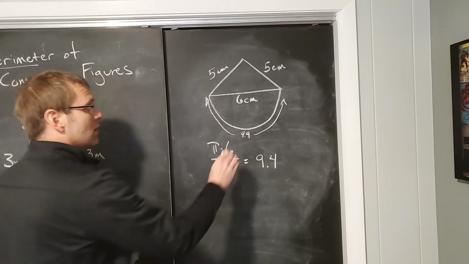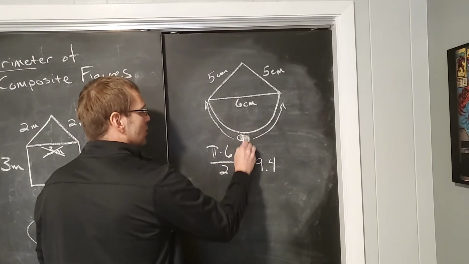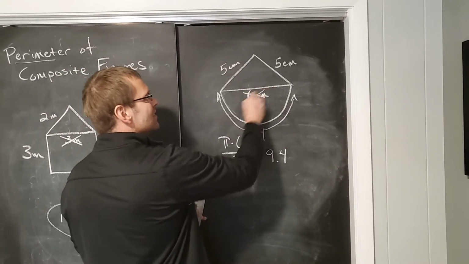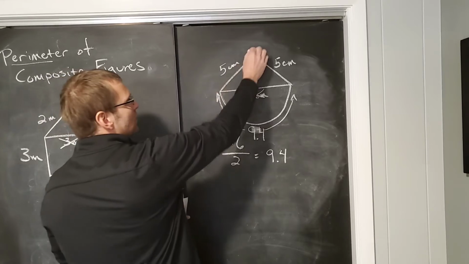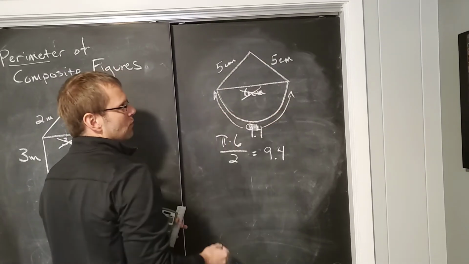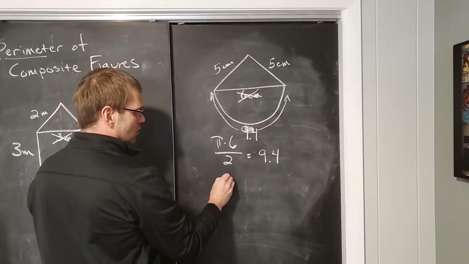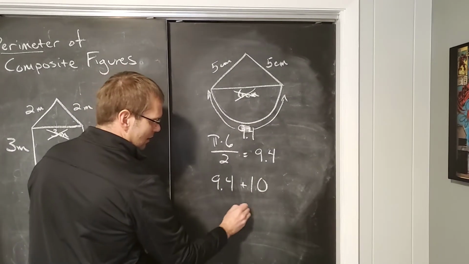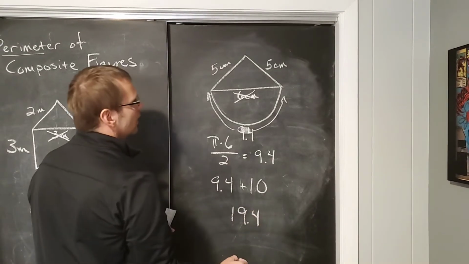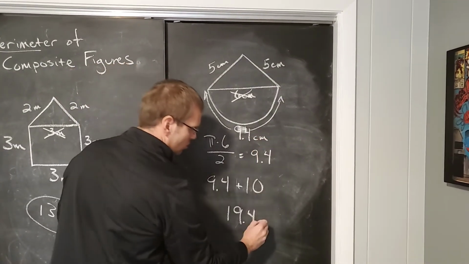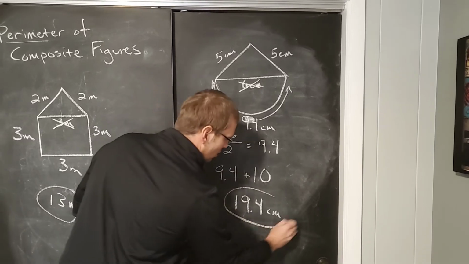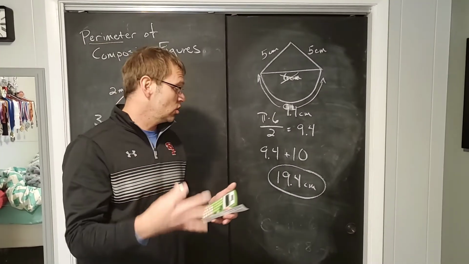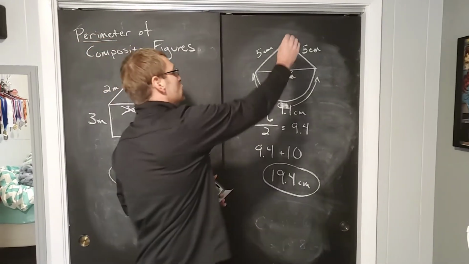So now that I have this 9.4, I'll try to make it a little bit bigger so you can see it. Now that I have the 9.4, I don't need this anymore. All that I needed to do is take 5, 5, and 9.4 and add them all up. And 5 plus 5 is 10, so we've got 9.4 plus the 10, which gives us 19.4, and we have centimeters. So this would be our answer. And we are still talking about perimeter, so not area, so not square centimeters, just centimeters, just a distance.